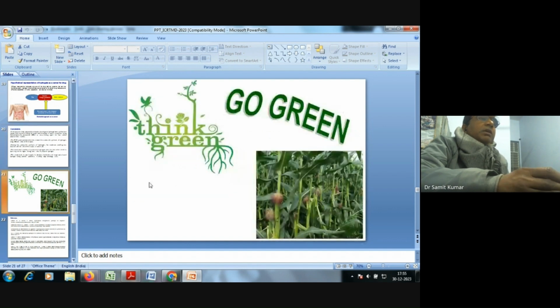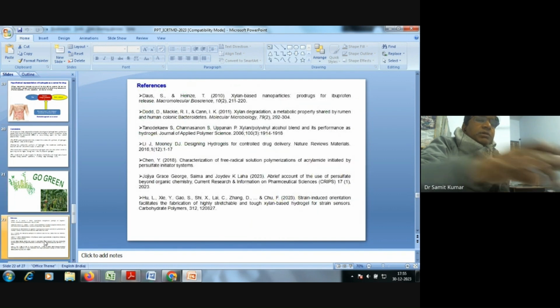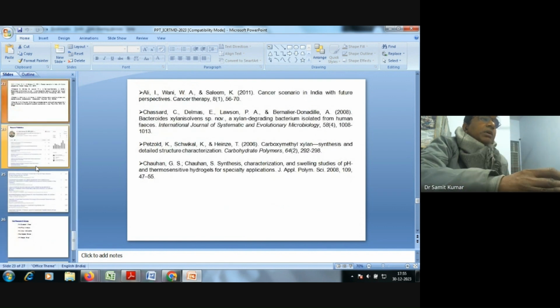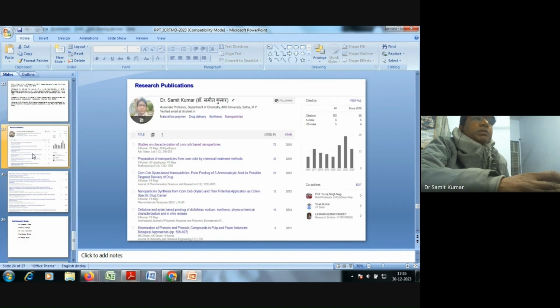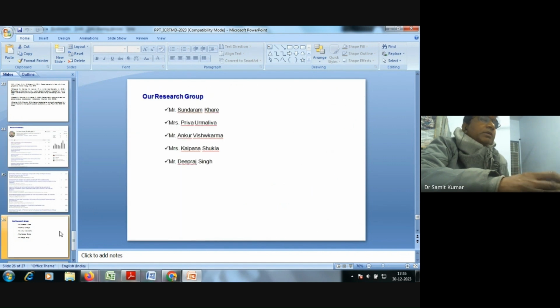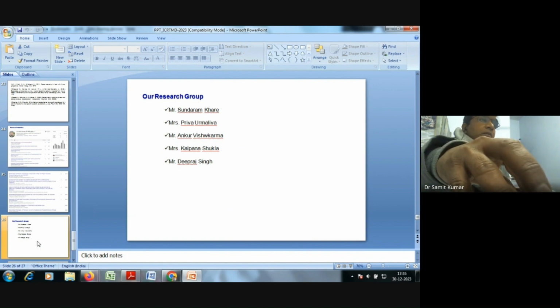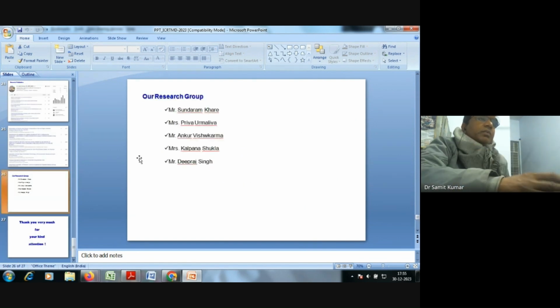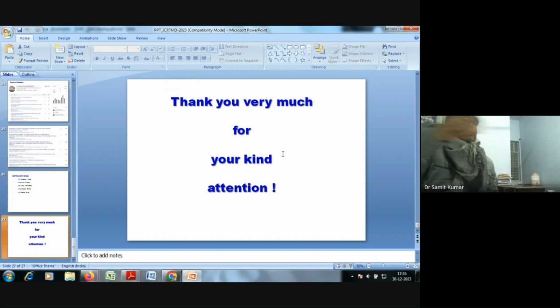And that's why it's think green, go green, and these are the references which were used in my research paper. These are my research publications, and this is our research group of students who have been working in our group for PhD. These are the PhD students working under my supervision. Thank you so much for your kind attention.